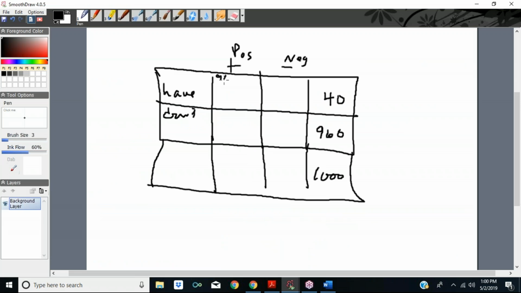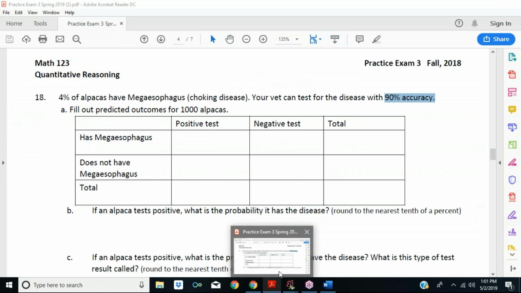So 90% here and here, 10% in those two spots. So this is going to be 4 and 36, 96 and 864. And then we're just going to add down. This is 868. Make sure that these add up to 1,000, 132. And then we can answer our questions. So there's how we fill out the table and then answering the questions.